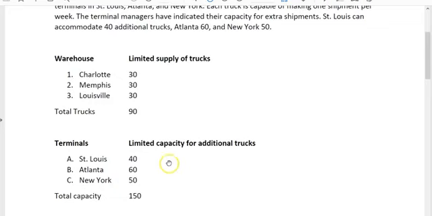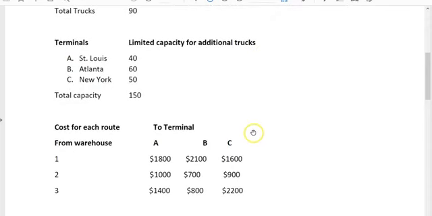Okay, our terminals have limited capacity for additional trucks. St. Louis 40, Atlanta 60, New York 50 for a total of 150. Okay, here we have the cost for each route. From warehouse 1 to A, $1,800, 1 to B, $2,100, 1 to C, $1,600, 2A, $1,000, 2B, $700, 2C, $900, 3A, $1,400, 3B, $800, 3C, $2,200.